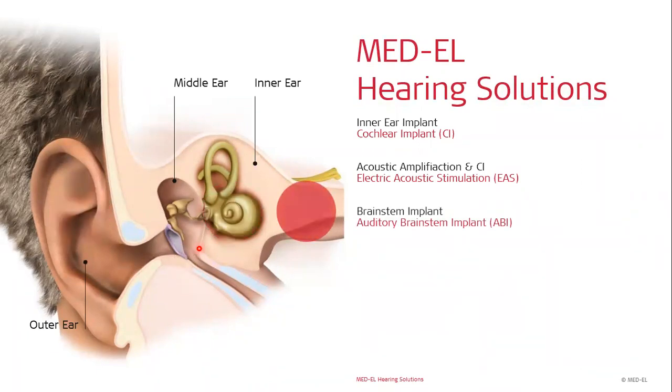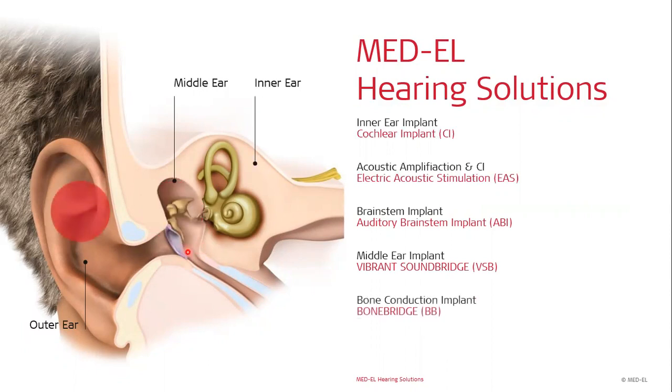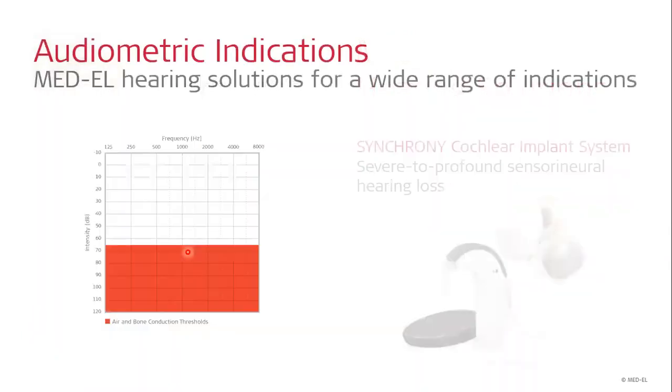We also have the ABI, or auditory brainstem implant, and it is the best solution for patients suffering from neural hearing loss. We have the middle ear implant, the VSB, or Vibrant Soundbridge, and it simply restores the natural movement of the ossicles inside the middle ear. And finally, we have the BONEBRIDGE and the ADHEAR, and they are solutions for patients suffering from conductive hearing loss.